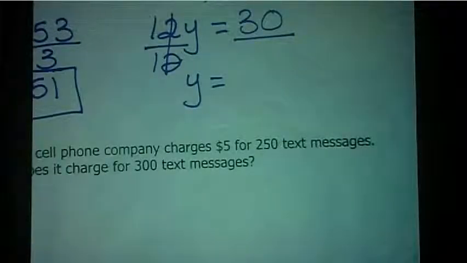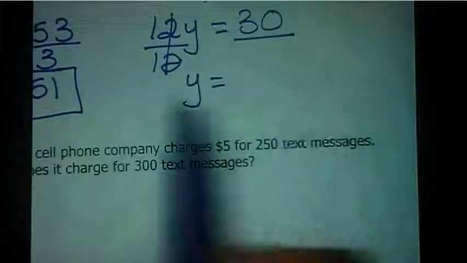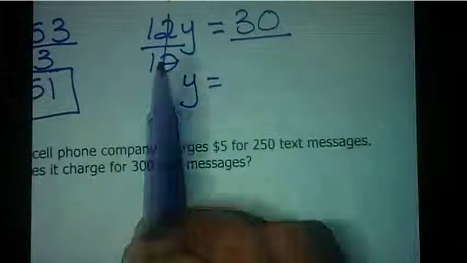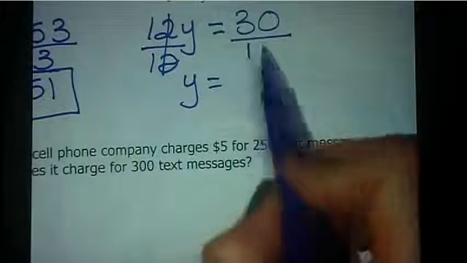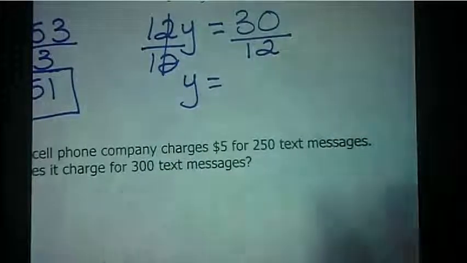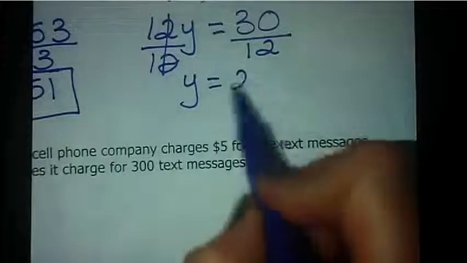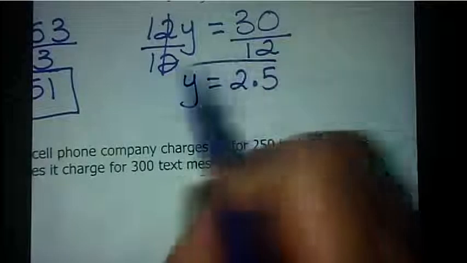Moving forward. Alright, if you'll recall, we left off here dividing by 12. 12 divided by 12 leaves me with 1y. Over here I'm going to do 30 divided by 12. Use your calculator. 30 divided by 12 leaves me with 2.5.